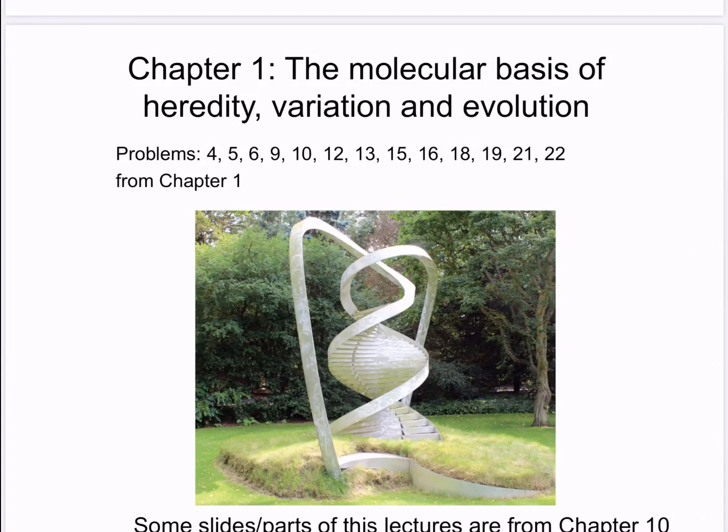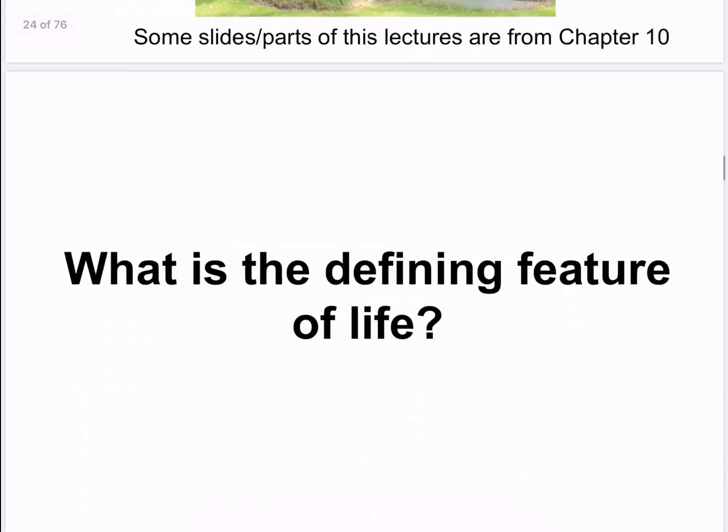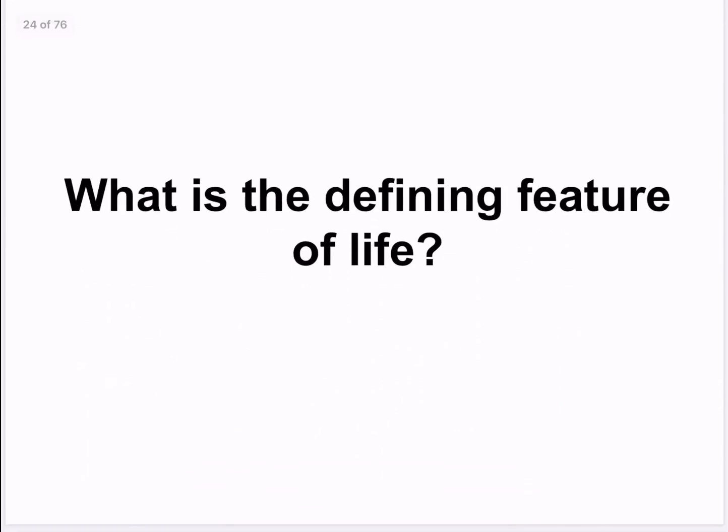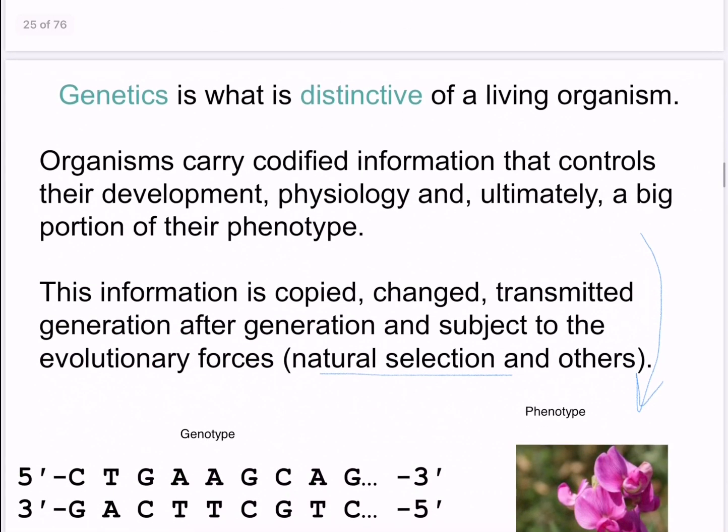Okay, so chapter 1, the molecular basis of heredity, variation, and evolution. So the big question is, what is the defining feature of life? What makes us different from one another? And the answer to that, since you're taking a genetics course, is genetics. It is genetics that makes us different and distinct from one another.